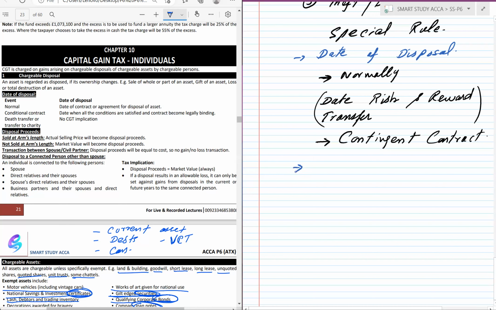There is another point over here, that is death transfers. Means asset transferred after the death of an individual. So at the start of the capital gains tax, I have already discussed this point, that capital gains tax is typically lifetime tax. It is not applicable on death transfers, no CGT implications.